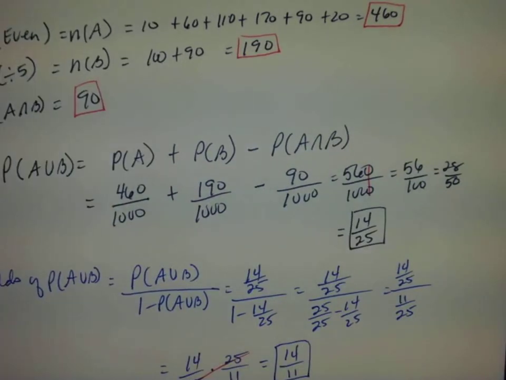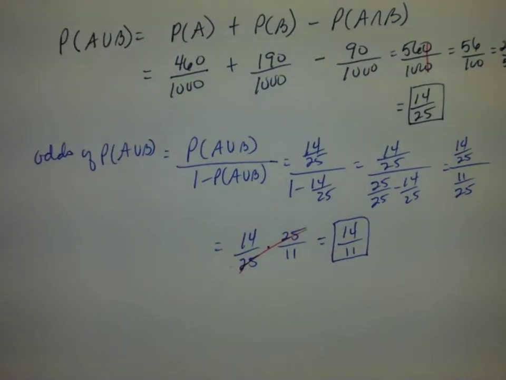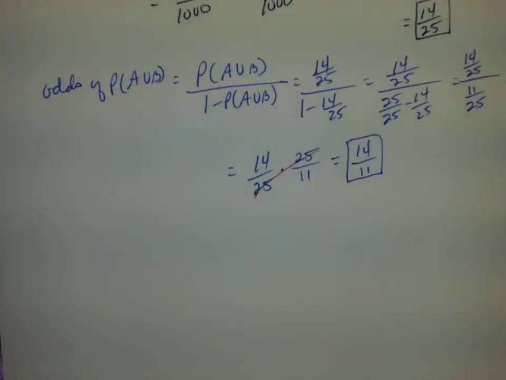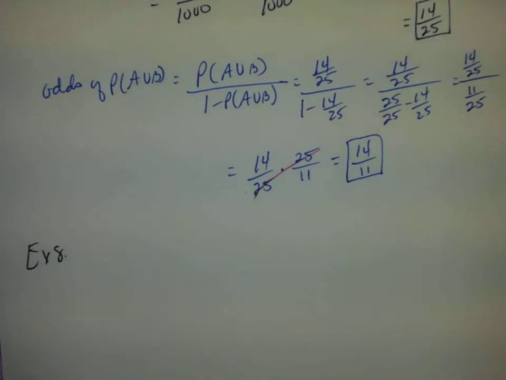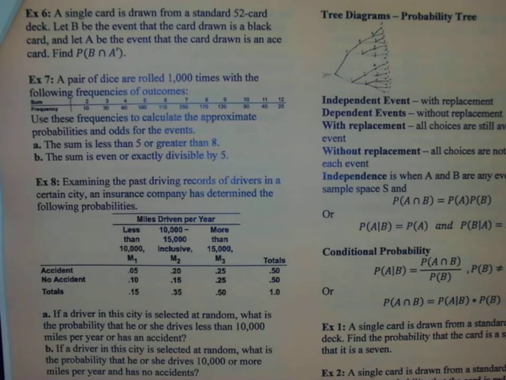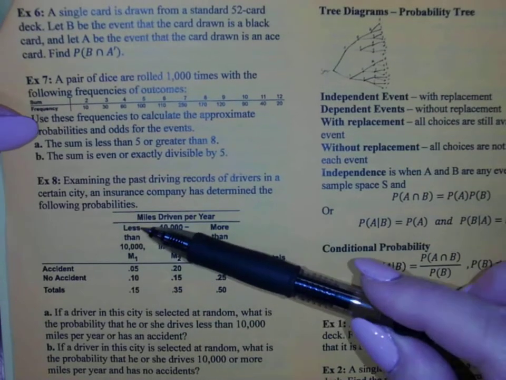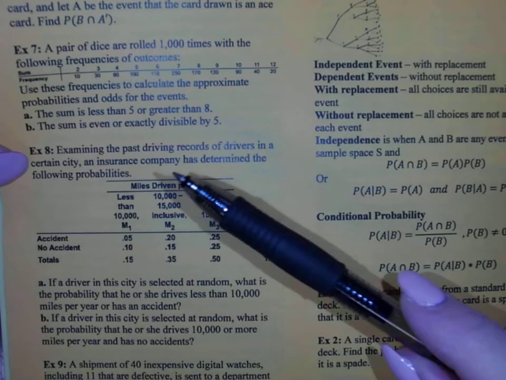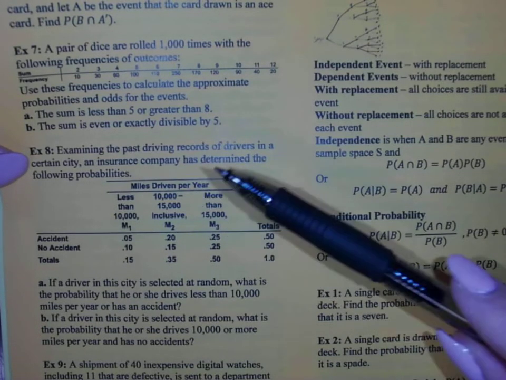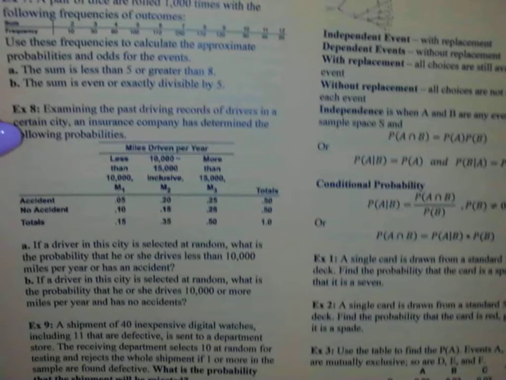All right, our next problem is problem number 8. So for example 8, we are examining the past driving records of drivers in a certain city. An insurance company has determined the following probabilities. They're listed here with accident, no accident, less than 10,000, 10,000 to 15,000, more than 15,000. We've got some totals here and some totals down here.